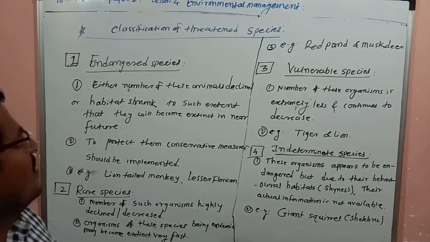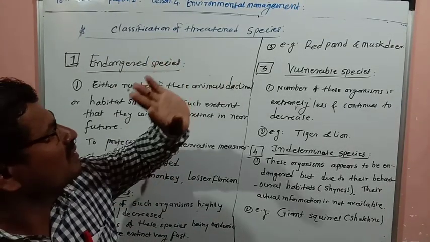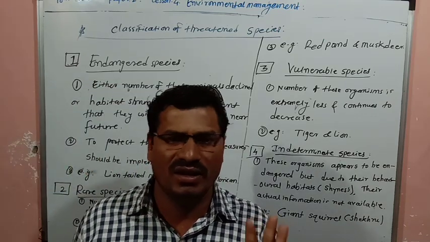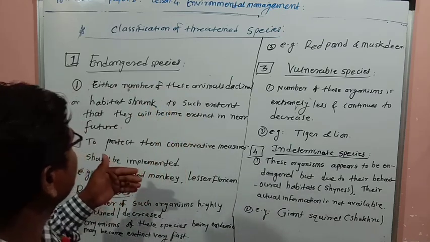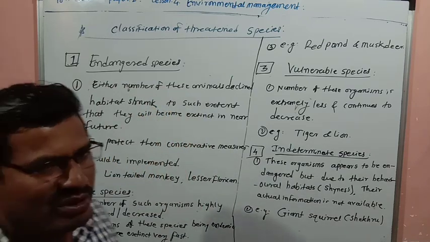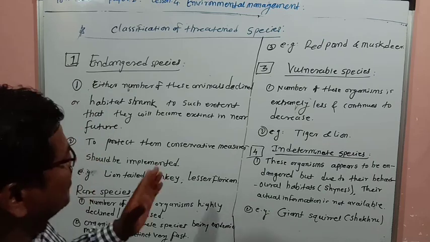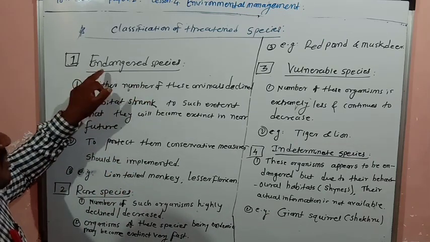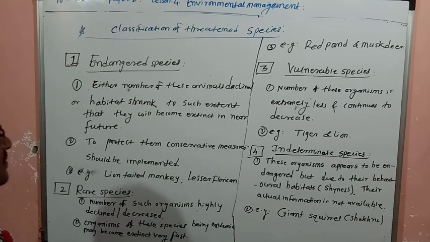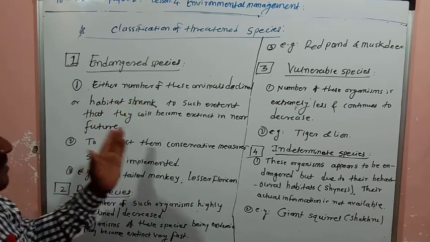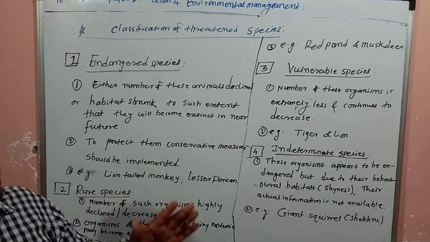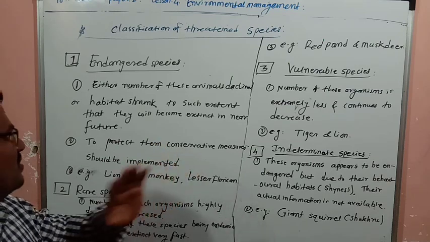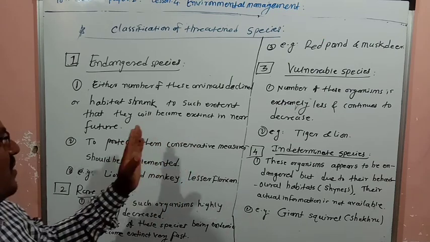Next point is the classification of threatened species, or endangered species, which are in danger. In that, there are 4 classifications. The first classification is endangered species. If you see these points, either the number of these animals has declined or their habitat has shrunk to such an extent that they will become extinct in the near future.